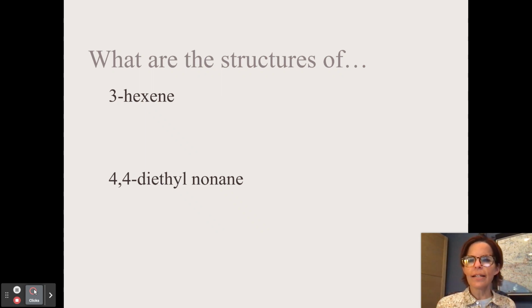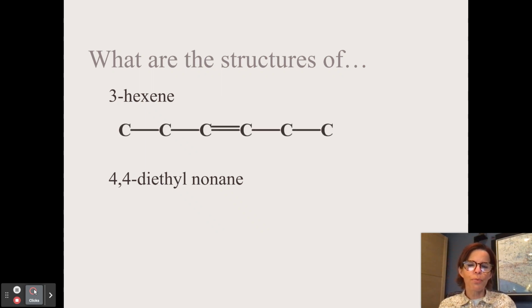Now, let me say again, pause me anytime. You could stop me right here, draw the picture, and then hit play again to see if you've done it correctly. Okay, so I'm going to show it right now. There's the 3-hexene. We've got 1, 2, 3, 4, 5, 6 carbons going across. And from the 3rd carbon, there's that double bond. And there's just one double bond.